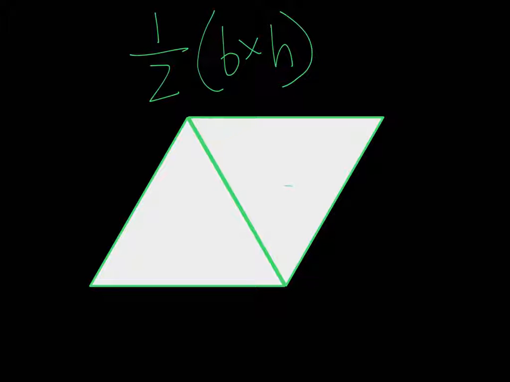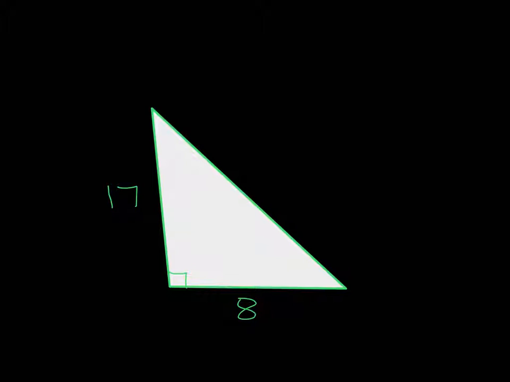You already know that the parallelogram's formula is base times height. And all you have to do is divide by 2. Because it makes 2 triangles to make a parallelogram. Or a square. Both. If you're not confused anymore, let's try another triangle. Okay, let's look at this one. This one's a right triangle.